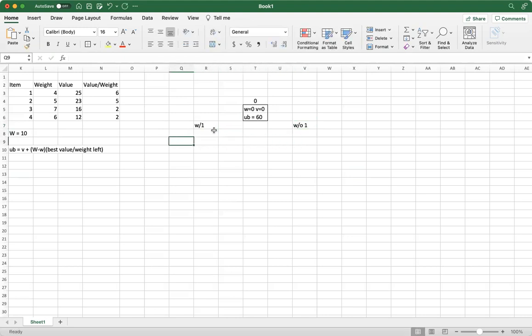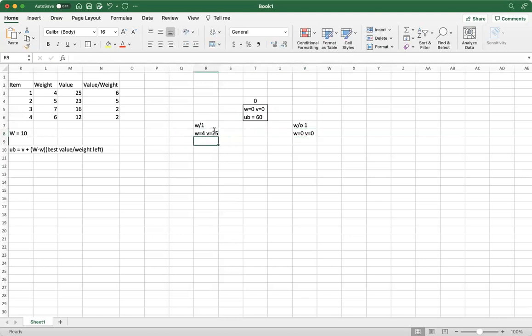Item 1 has a weight of 4 and a value of 25. So with that, our W is going to be equal to 4, and our V is equal to 25. Over here, we didn't change anything. So our W is still equal to 0, and our V is still equal to 0.